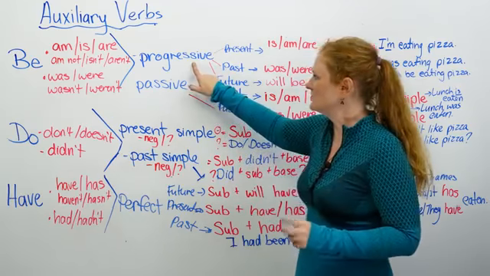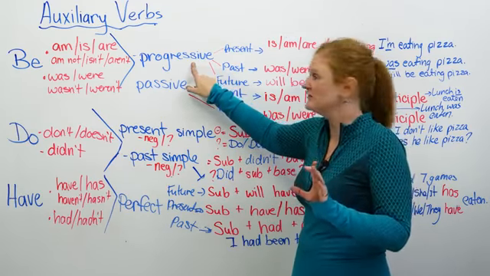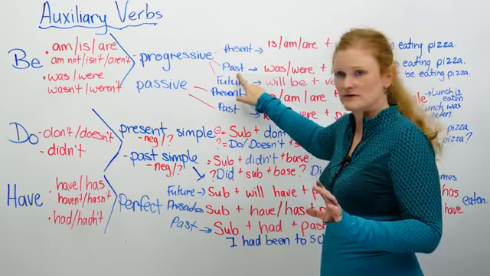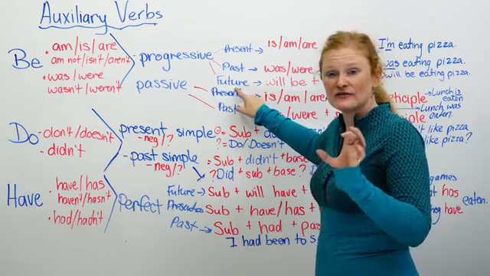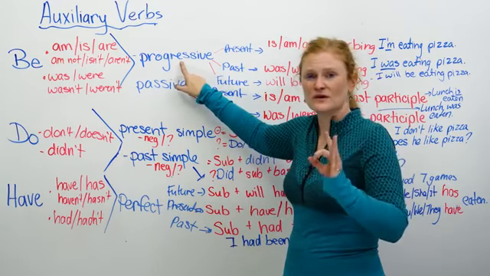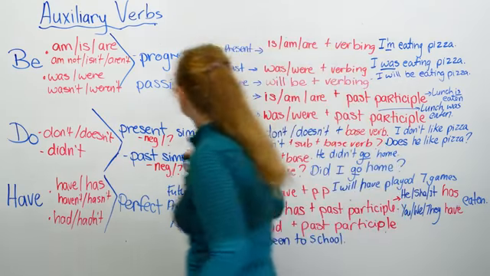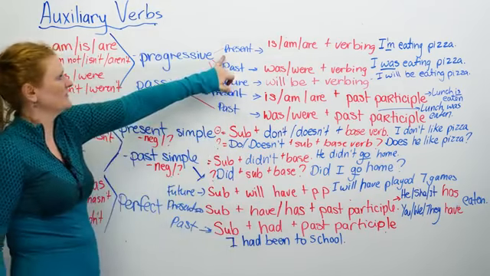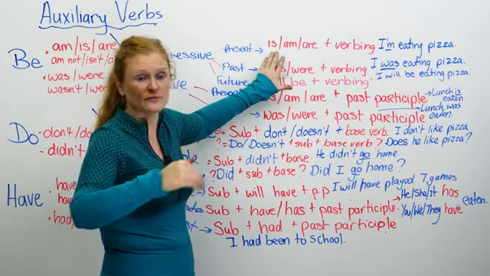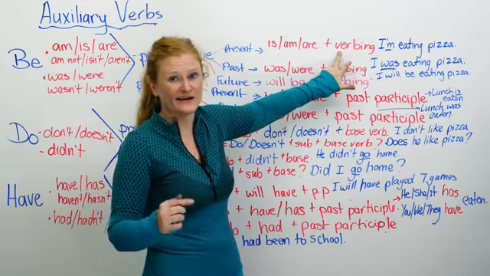The first one is progressive. So if you have a progressive sentence, we have present progressive, past progressive, and future progressive. Every time we have a sentence in English with progressive, we know we're going to use the verb to be. So if our sentence is present progressive, we're going to use the present tense of the verb to be, is, am, are, with a verb with ing.